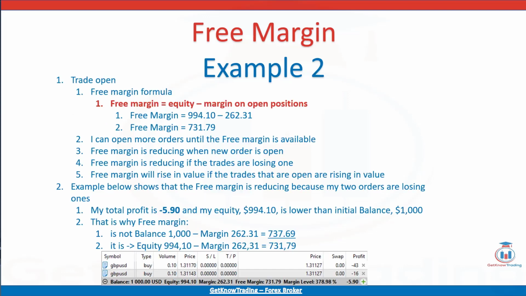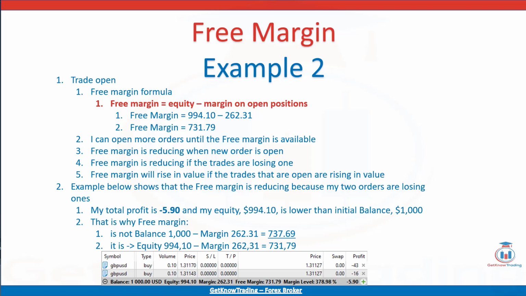In the example with two trades open, margin amount stays the same, and that is 262.31 US dollars. If I want to open more orders, I can do that all the time when the free margin is available. Here are a few facts you need to remember about free margin. I can open more orders until the free margin is available. Free margin is reduced when a new order is opened, and if the trades are losing ones. Free margin will rise in value if the trades that are open are rising in value.